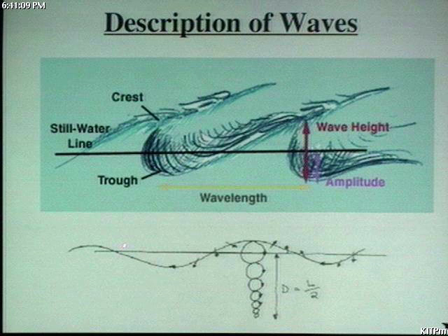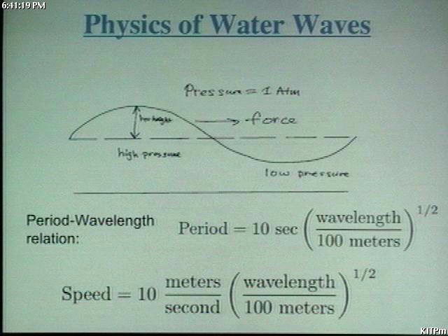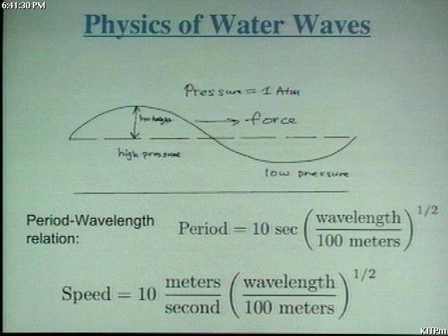Okay, so let's talk a little bit about the physics of water waves. Why do you have a wave? What it all comes down to is pressure differences between one point in the water and another point. Sitting at ground level on the Earth, we're feeling the weight of all the air in the atmosphere above us going up tens of kilometers. That pressure is by definition called one atmosphere.